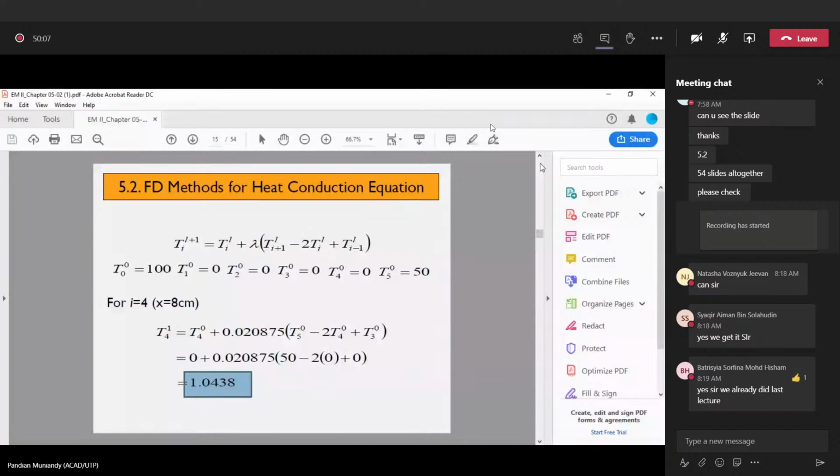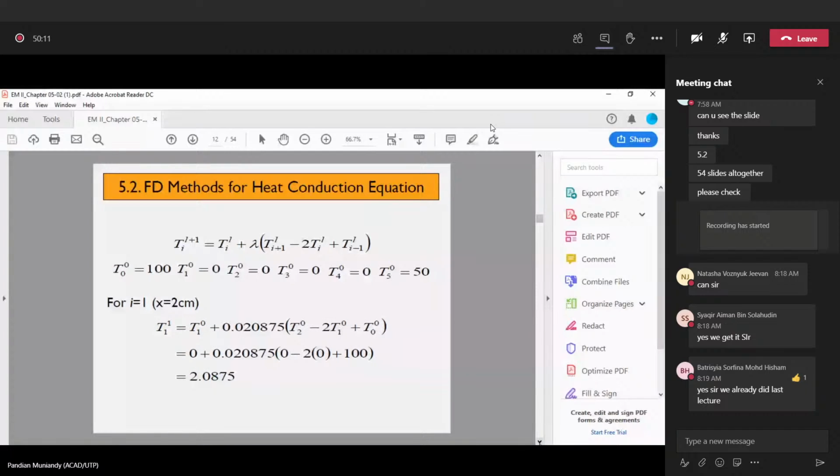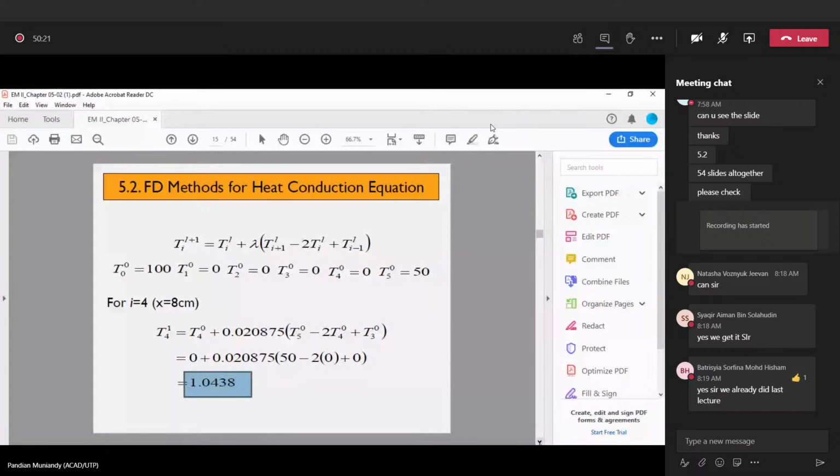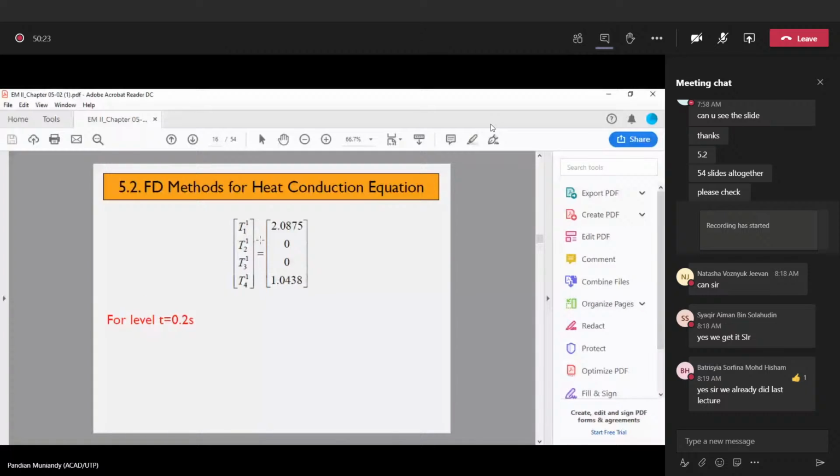So we collect I1, I2, I3, I4. I'm going now to slide number 12. So we put the solution like this. Now you use this solution, you have to do one more at t 0.2. At t 0.2, this one is a homework, yeah? You do it yourself. At t 0.2, your L must be 1.